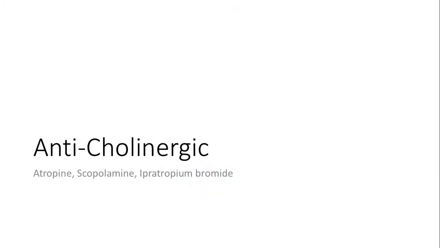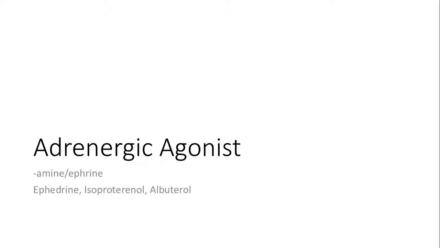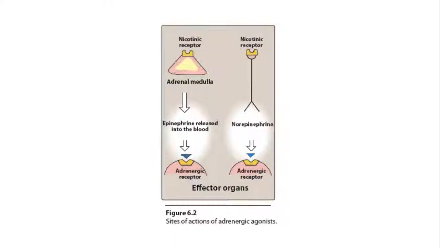The anticholinergic drugs are listed below. There are a lot that are responsible for overactive bladder, but we'll cover those in another section. So these are the main ones. Like I said, they're going to act at every place that acetylcholine can. They're both nicotinic and muscarinic receptors. The adrenergic agonists are going to be your ephrines, your amines, and a few other drugs. These are going to work at the adrenergic receptors, and they're going to mimic the sympathetic system.